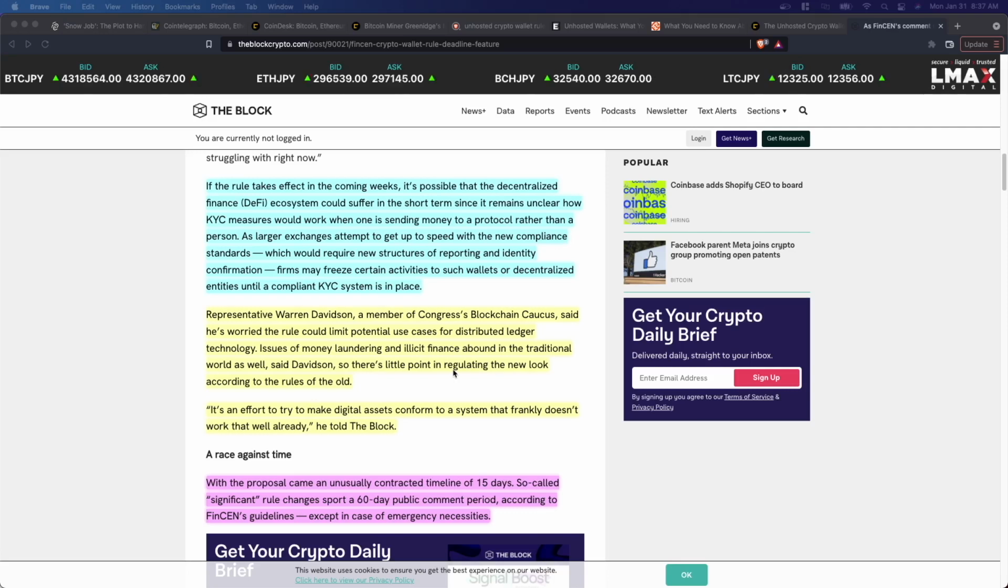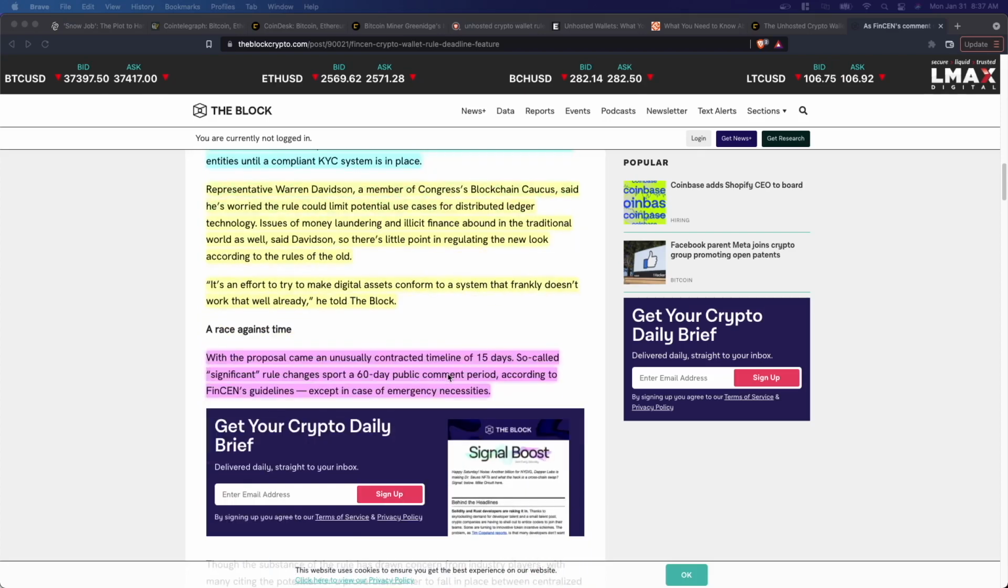As larger exchanges attempt to get up to speed with the new compliance standards, which would require new structures of reporting and identity confirmation, firms may freeze certain activities to such wallets or decentralized entities until a compliant KYC system is in place. Representative Warren Davidson, a member of Congress's Blockchain Caucus, said he's worried that the rule could limit potential use cases for distributed ledger technologies.